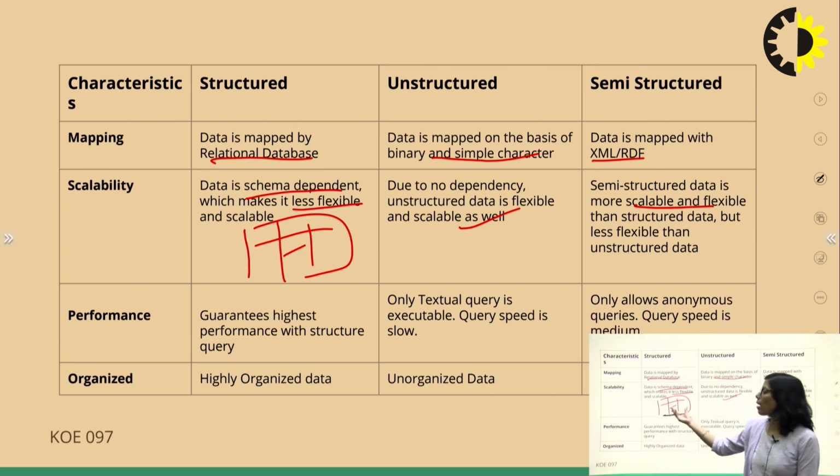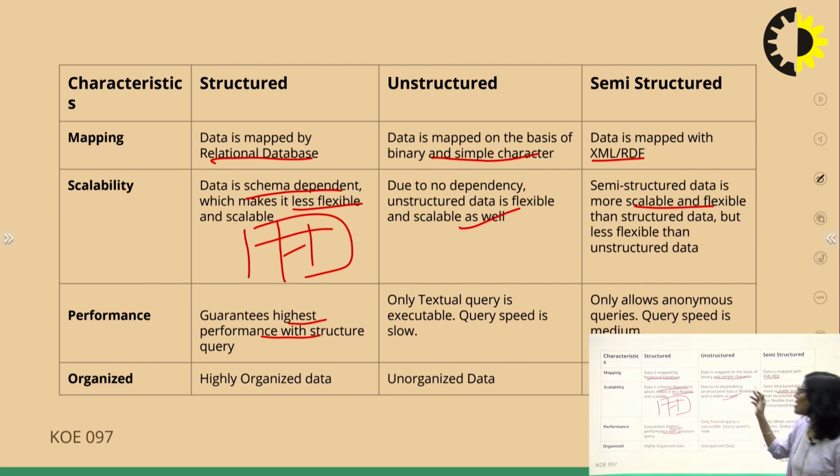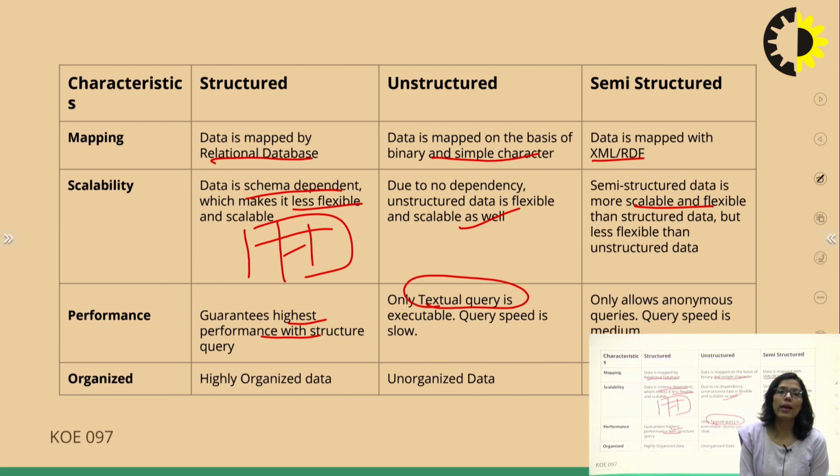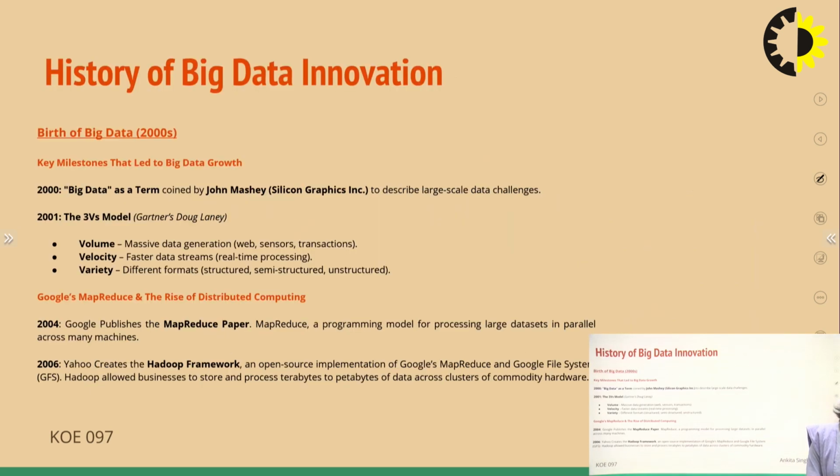Performance: obviously, when we have a fixed structure, our performance will be high. So in structured data, we have the highest performance, whereas in unstructured data, we are using only textual queries. You are aware of regular expressions, so we have to use regex queries to query our unstructured data. Whereas in semi-structured data, we are using anonymous queries. We are using various different types of parsers to parse the data stored in semi-structured form. Structured data is highly organized, unstructured data is unorganized, and semi-structured data is in between, that is, partially organized.